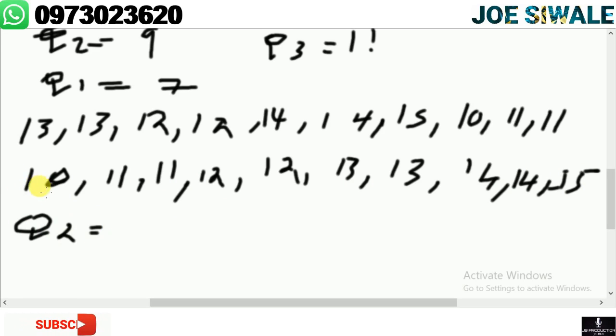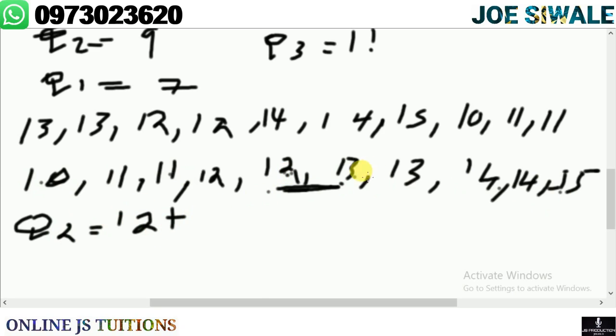Let us start counting 1, 2, 3, 4, 5. And from this side, if we count 1, 2, 3, 4, 5. So as you can see, these two numbers here, they are forming the middle quartile. We have 12 and 13. And to calculate our middle quartile, we're going to say 12 plus 13 divided by 2. And if you do the calculations, 12 plus 13, that's 25, divided by 2, the answer will be 12.5.